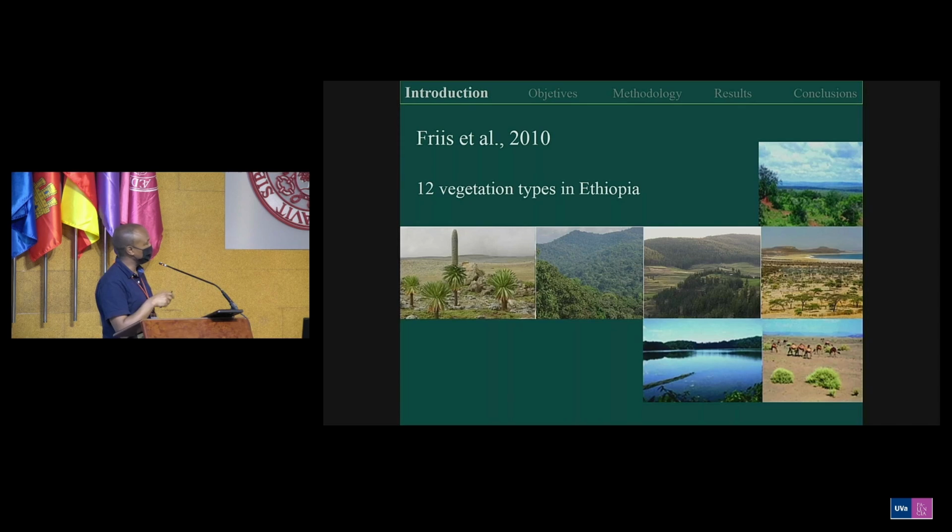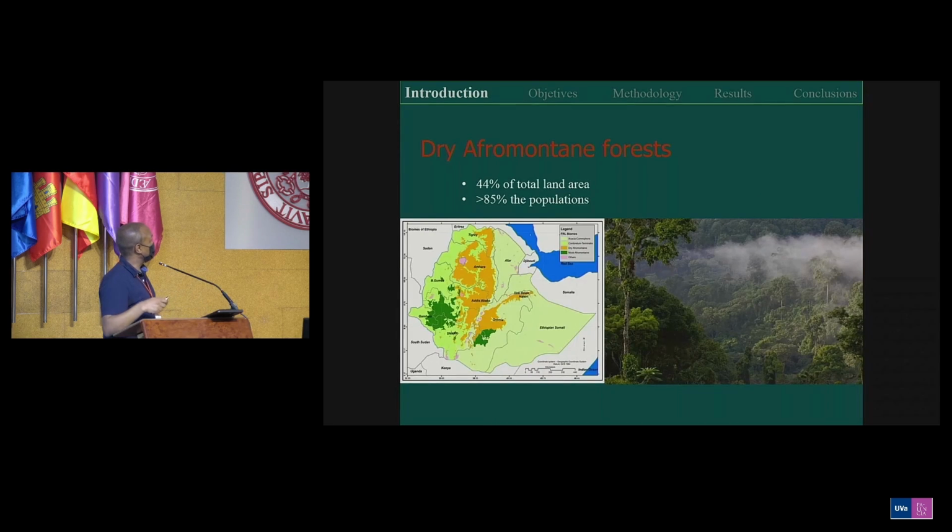In addition to this, we also have plantation forests dominated by exotic tree species like Eucalyptus, Cupressus, and pine species, both in the highland and the lowland parts of the country. So when we look specifically at the dry Afro-montane forests, where we did our research, these forests are found in the highland parts of the country.